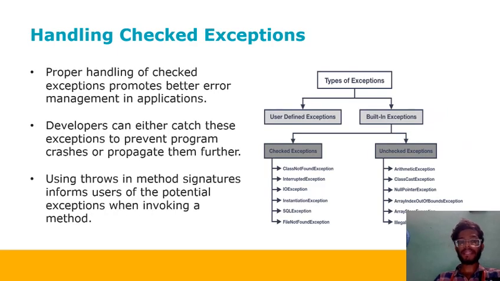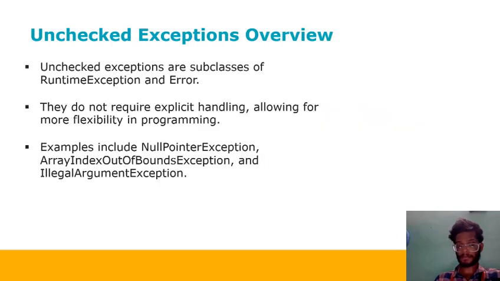Next, handling checked exceptions. Proper handling of a checked exception promotes better error management in applications. A developer can either catch these exceptions to prevent program crashes or propagate them further. Using throws in the method signature informs users of the potential exception when invoking a method. Then unchecked exceptions overview. We have discussed the checked exceptions overview.